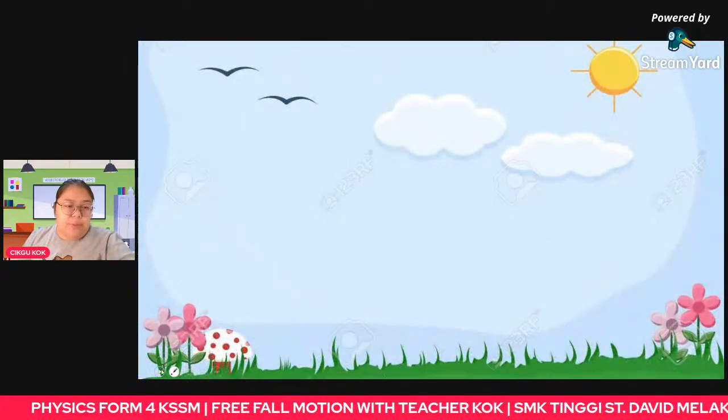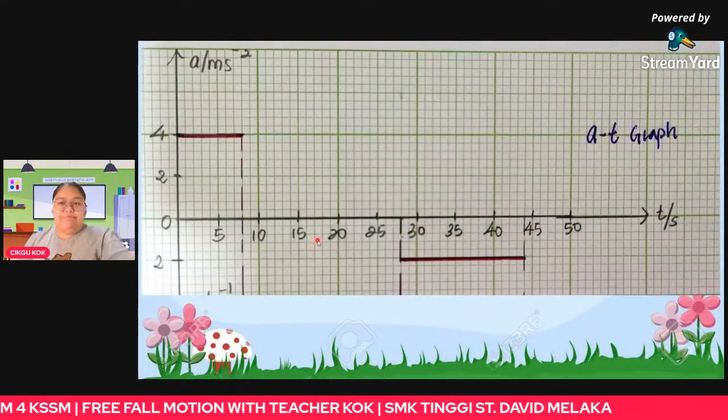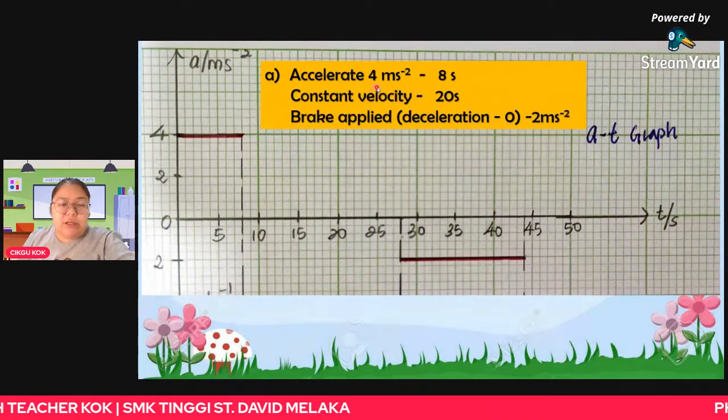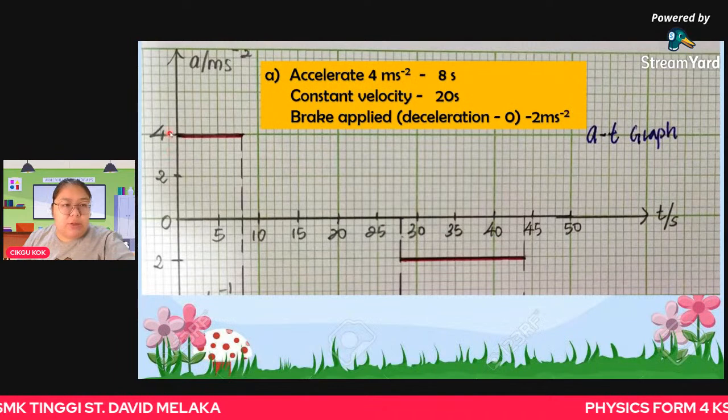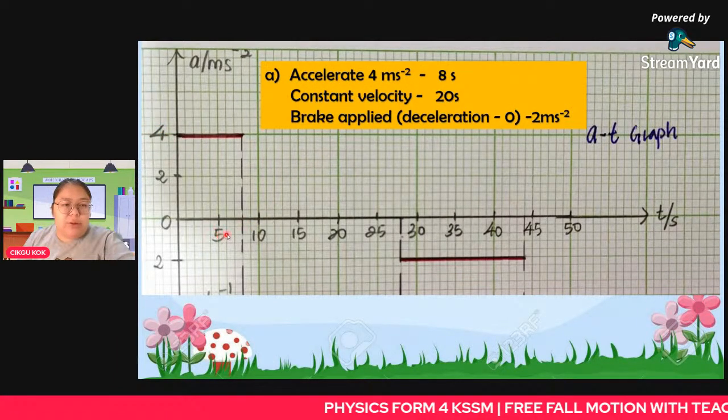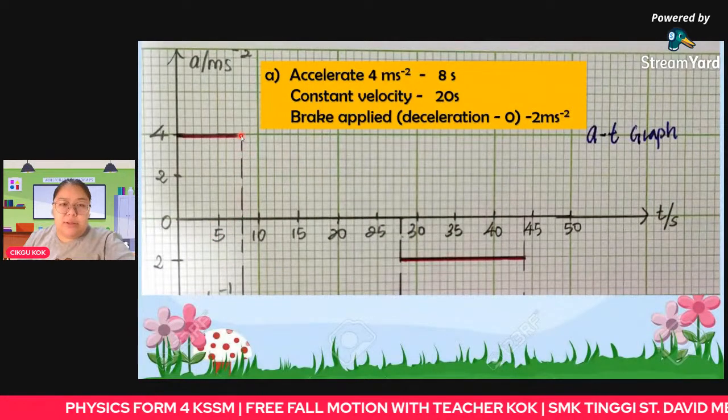Okay, I already plot it. Then you can see here. This one is a graph I plot. Acceleration 4 ms^-2, is it? So this one is 4 ms^-2. How long? 8 seconds. So I need to count like this one: 5, 6, 7, 8, until here. Then stop.